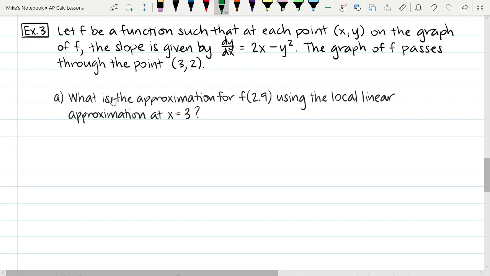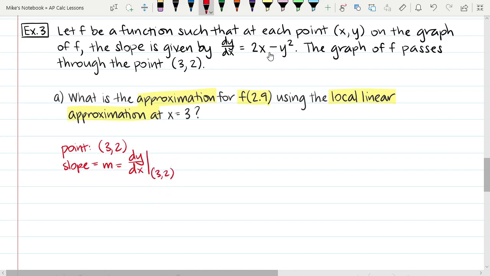Okay, so once again, we're still being asked to approximate f of 2.9, and again, we're still using that local linear approximation. So the first thing we need to understand is that we need to find the slope of the tangent line, so the derivative at 3, and we need to know the ordered pair when x is 3. Well, we already know that the point is (3, 2), that's what they gave us, and we know that the slope, m, is going to be dy/dx evaluated at (3, 2).